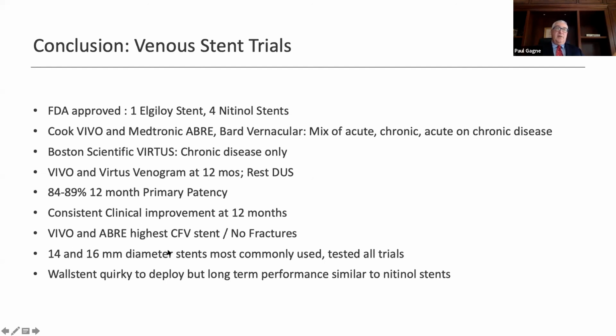The Vivo and Abre stent trials seem to have the highest extension to the common femoral vein without any fractures. And then all the stents are offering a 14 to 16 millimeter diameter, which is probably the most common stent size used clinically.